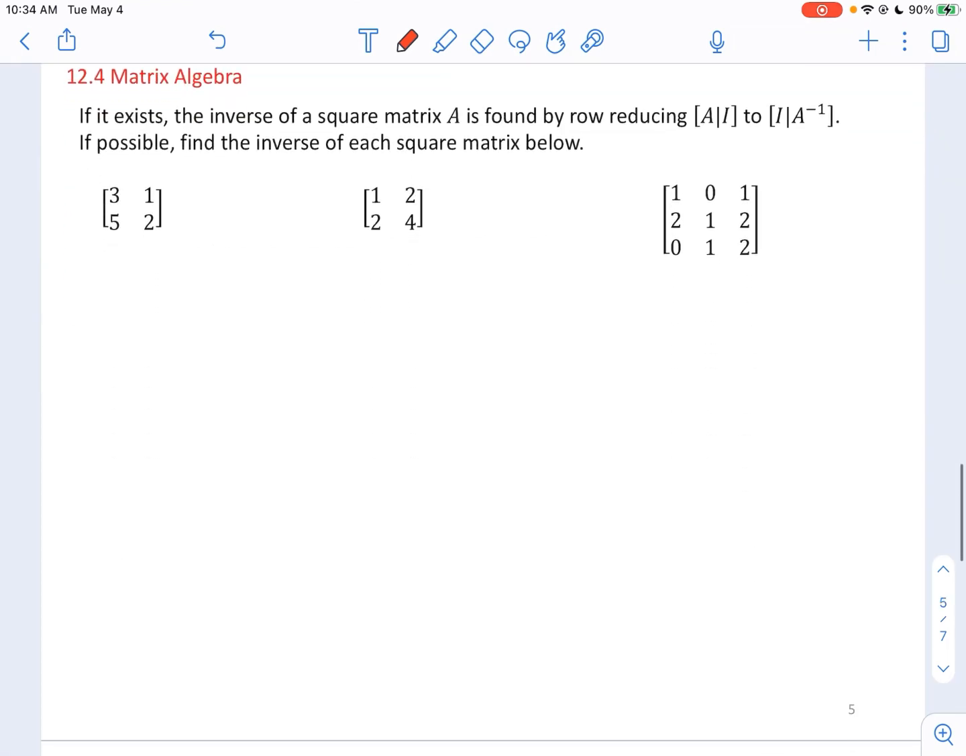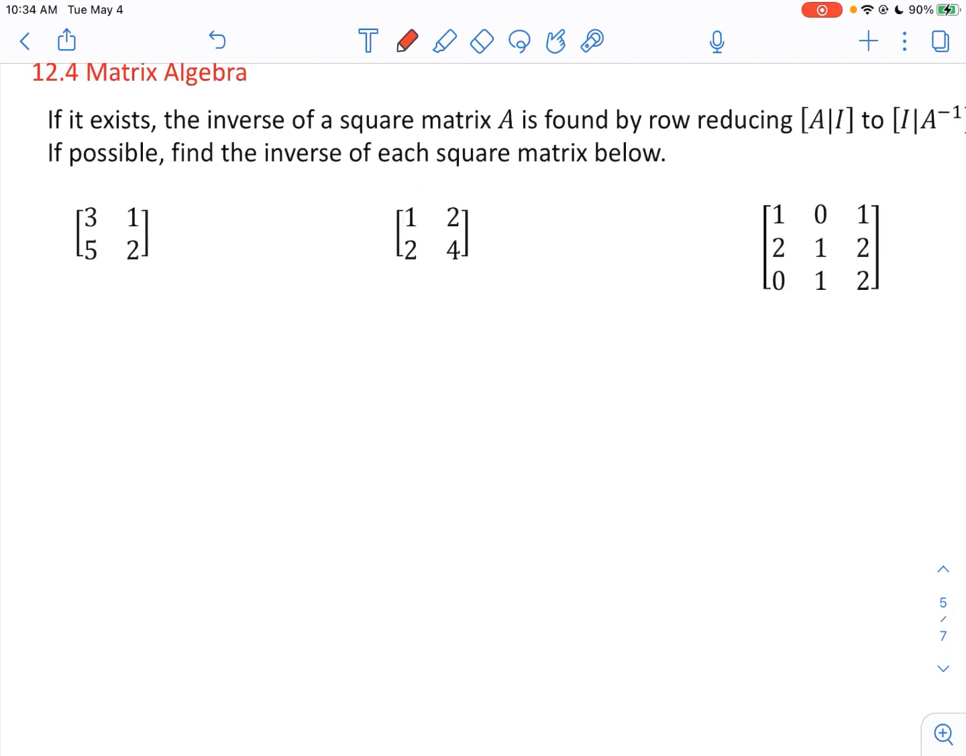Now, if it exists, the inverse of a square matrix, A, is found by row reducing an augmented matrix, which is A, next to the identity matrix of the same size, and we're going to row reduce it to the identity matrix on the left. In other words, we're just going to put it in reduced row echelon form. Now, not every square matrix will have an inverse, so it won't always be possible to multiply a matrix by another matrix and get the identity back as a result. That only happens for some square matrices.